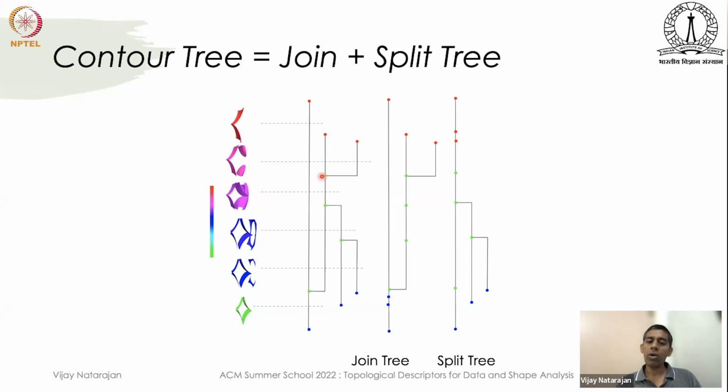So what did the contour tree represent? It represented change in number of connected components of the level set. Right? So the level sets are actually shown here for a 3D function. There is one component and then it switches to 3 or 4 components and so on. Right?